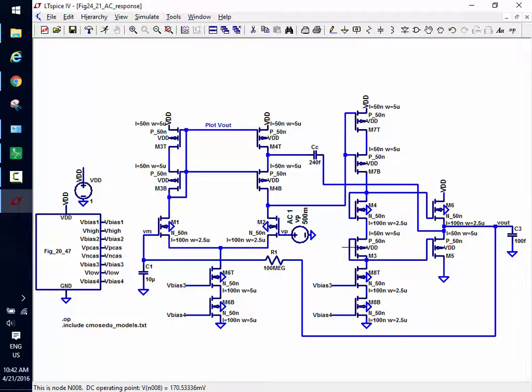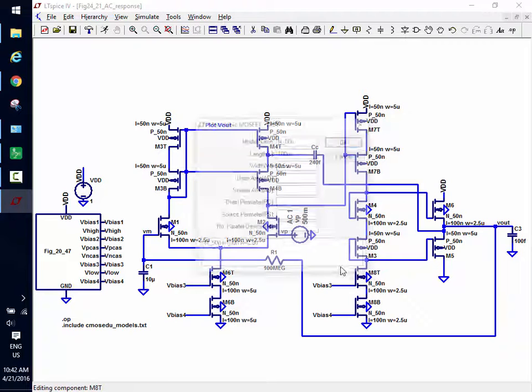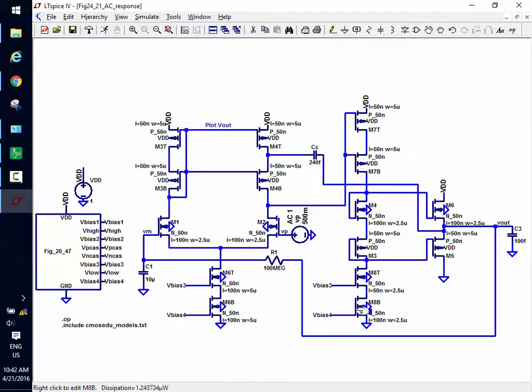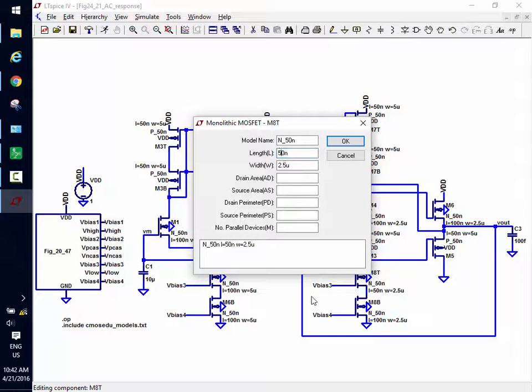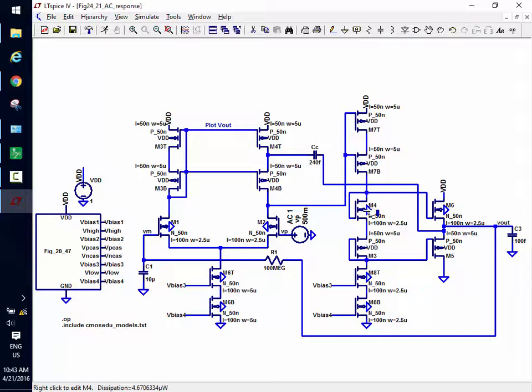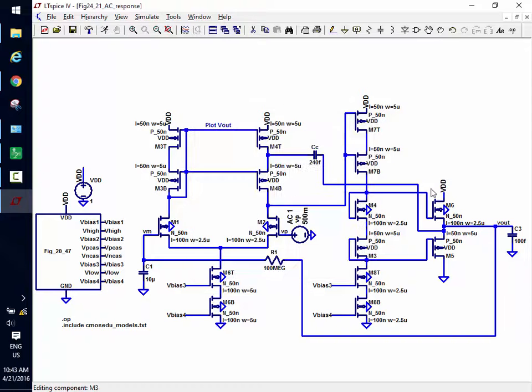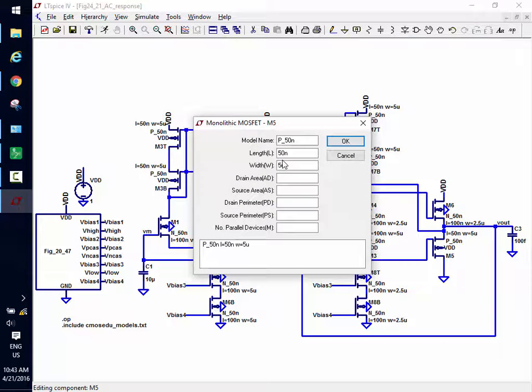But wait, the way I have this, it still should work like that. That's 50. Oh, that's an issue. 50. Oh no, that's right. 100. 2.5 is 100, 2.5. This should be 100 and 5. This should be 100, 2.5. This should be 1. It still should have worked. Something else isn't right. Let's see.